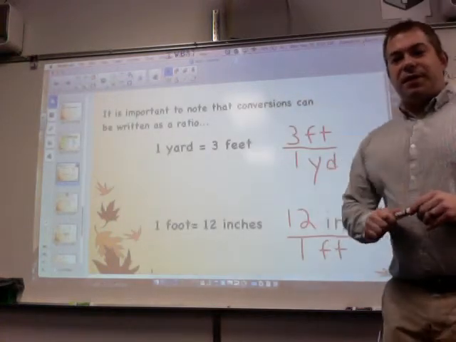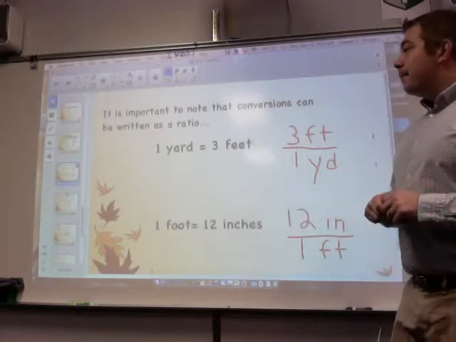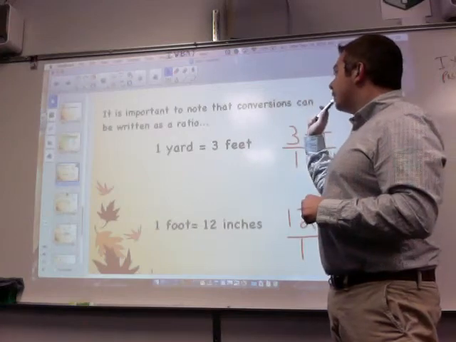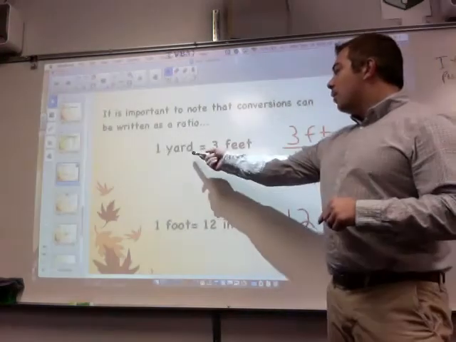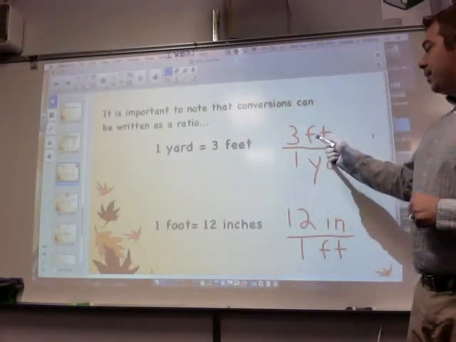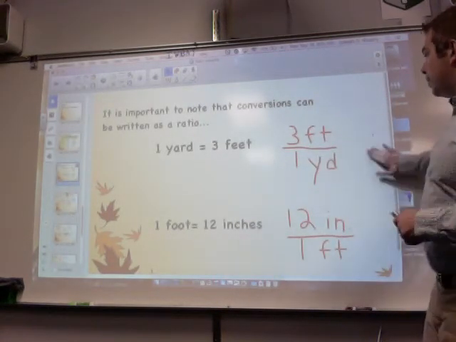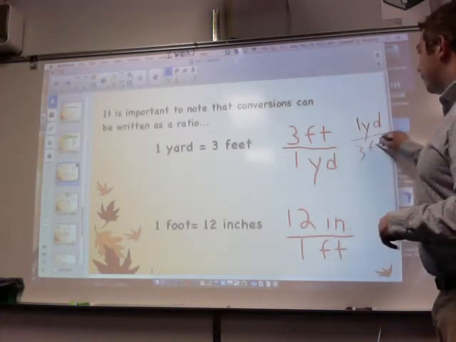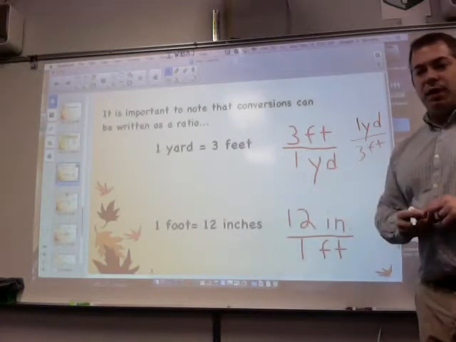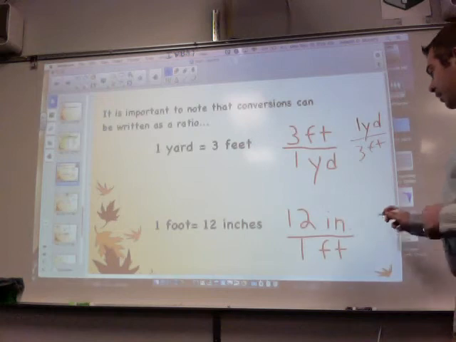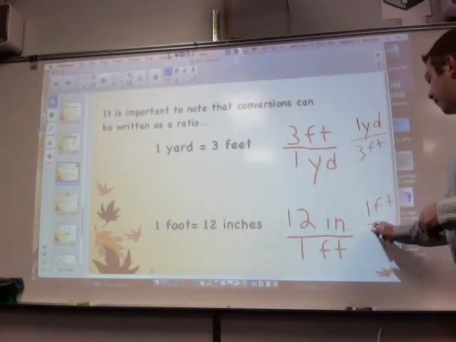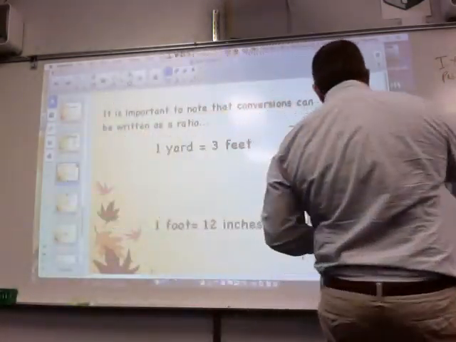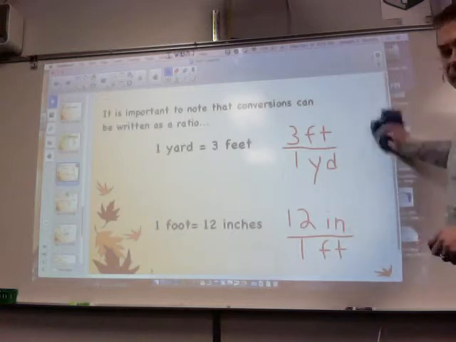Well, now that you've unpaused your video, or maybe you just ignored me, that's okay. Let's talk about a little bit of notes here. It's important to note that conversions can be written as a ratio. For example, 1 yard equals 3 feet, so we can make that a ratio as 3 feet per yard. But I could also write it as 1 yard per 3 feet. And this one says 1 foot is 12 inches: 12 inches per foot. I could also make it 1 foot per every 12 inches. That's going to come into play throughout this lesson. So keep in mind, ratios will be your friend as we try to make some conversions here.